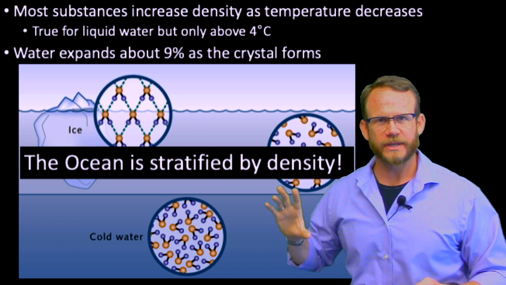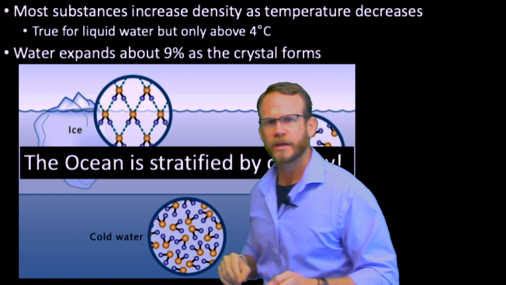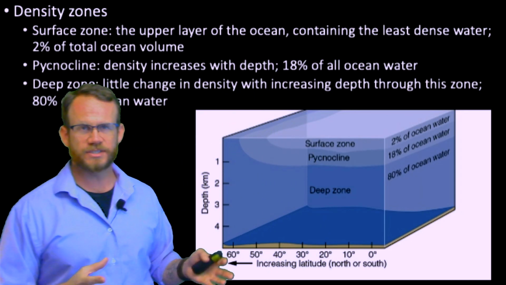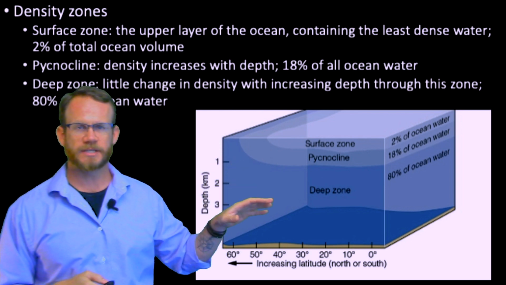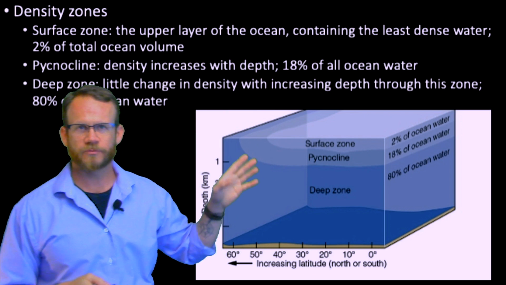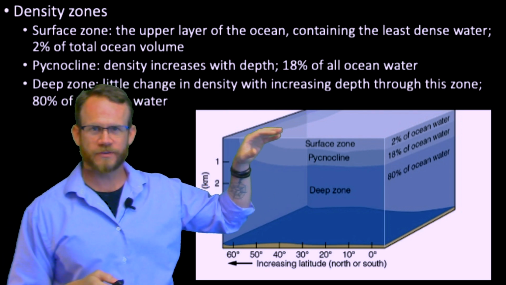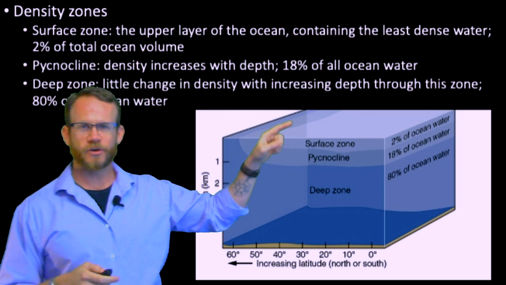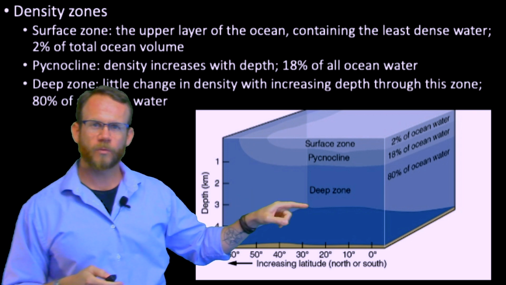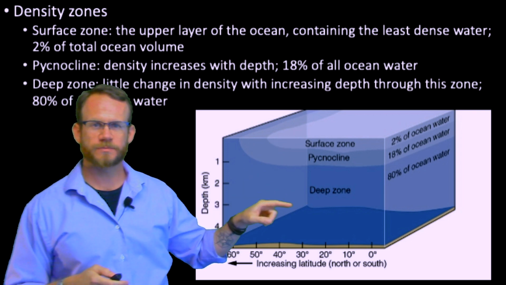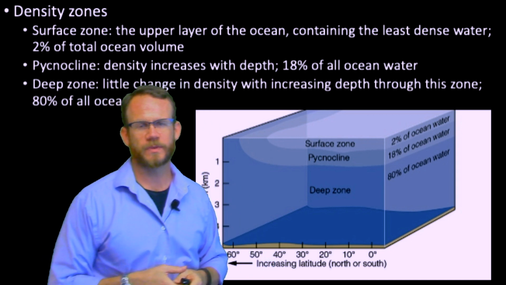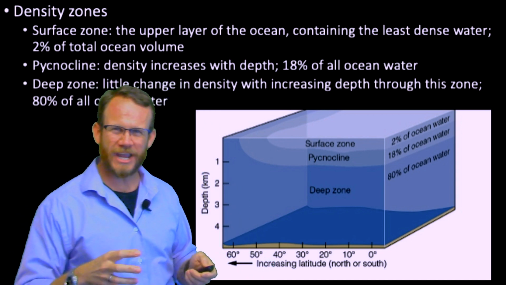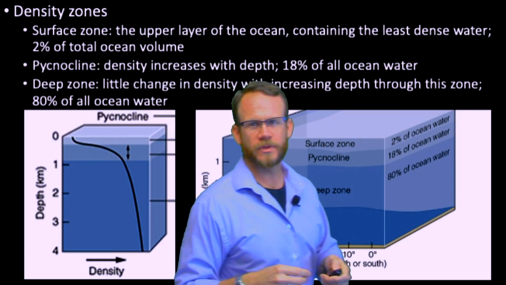So the way this looks, I'm going to give you some general pictures here. We have density zones, and a very basic is a surface, a pycnocline, and a deep zone. Surface zone, you guys can read here, I'm not going to repeat it, is the surface. Deep is deep, right? So warm water at the top, cold water at the bottom, again, less dense, more dense. The pycnocline is the important one, right? This is density increases with depth. This is where that big change occurs. And it looks something like this, okay?